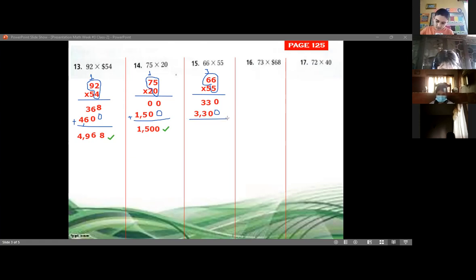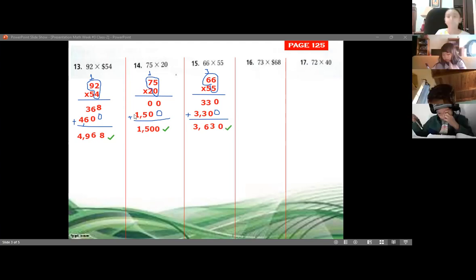Now let's add the partial products of these numbers. So we have 0 plus 0, 0. 3 plus 0, 3. 3 plus 3, 6. And 3 plus 0, 3. 3,630. Excellent. That is the answer, class. Put a check if you have the same answer. 3,630 is the answer. Easy.